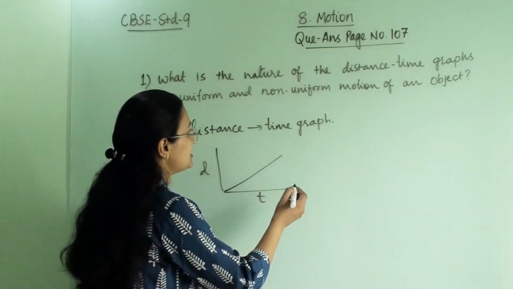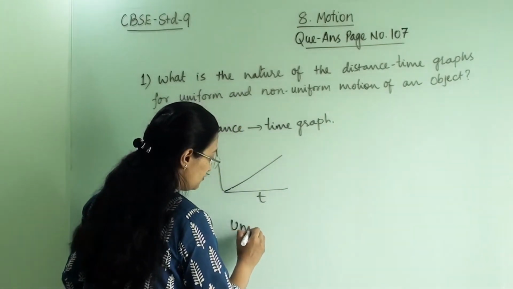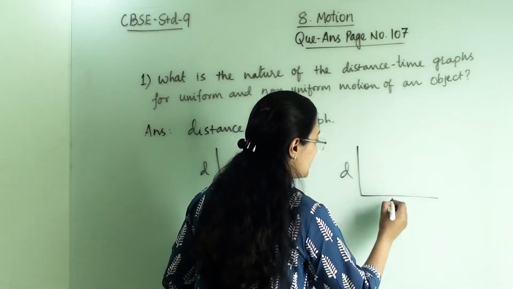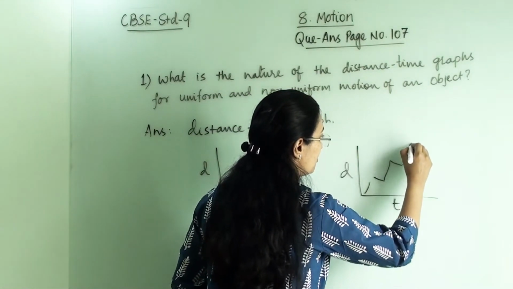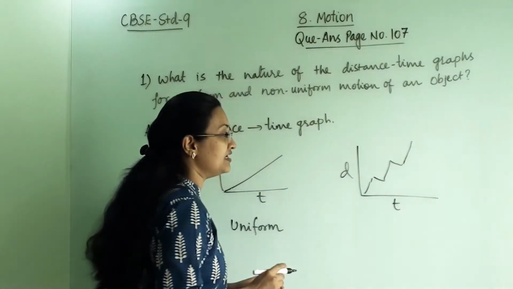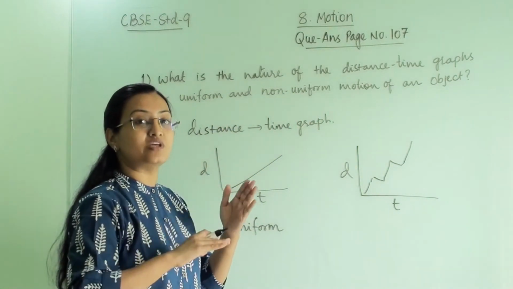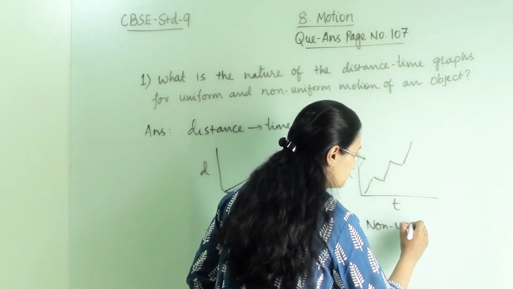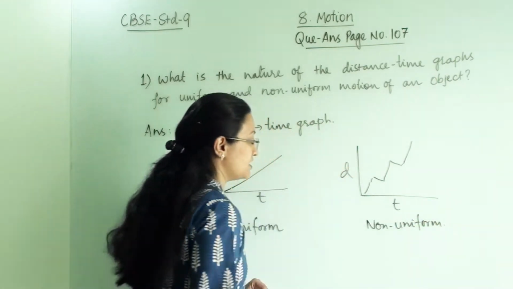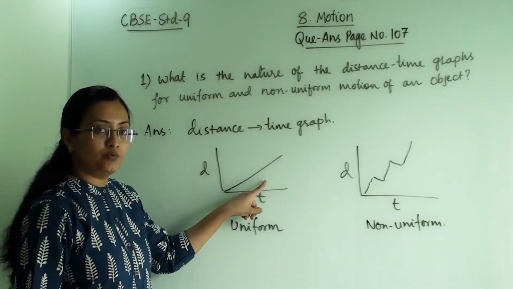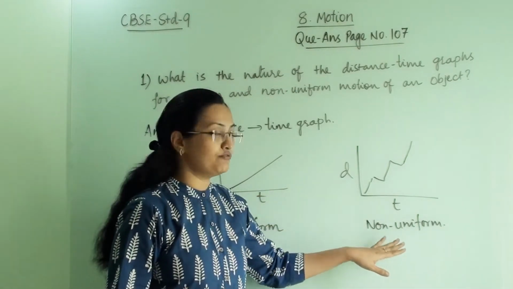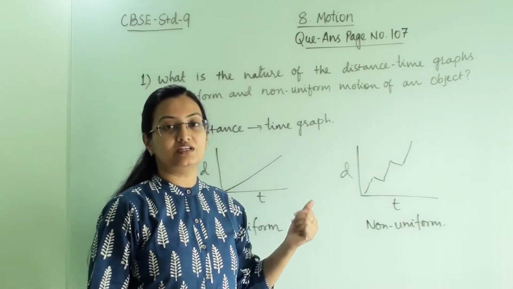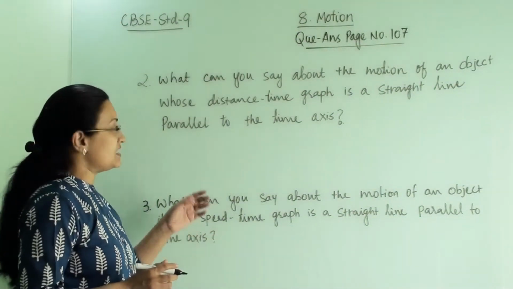Now, when it is non-uniform, then the distance by time graph will be a zigzag line, or as and when the velocity increases or decreases, the graph will increase or decrease accordingly. So this represents non-uniform motion. So when it is uniform, we will get a straight line. When it is non-uniform, we will get a zigzag or curvy line as per the decrease or increase of velocity. Now we will see question number 2.